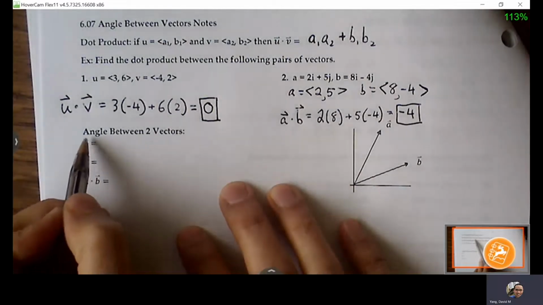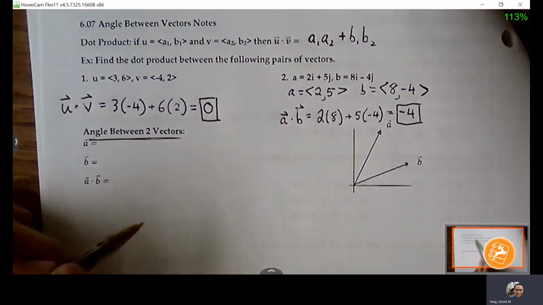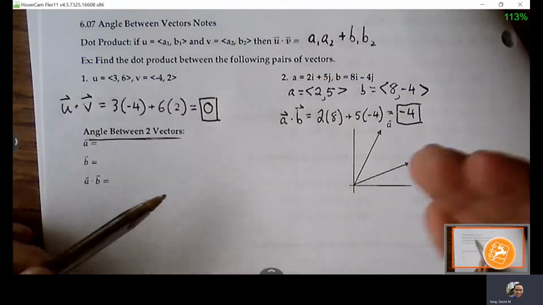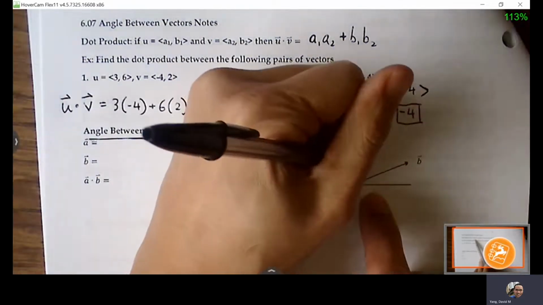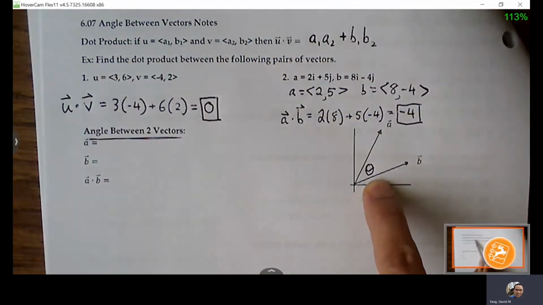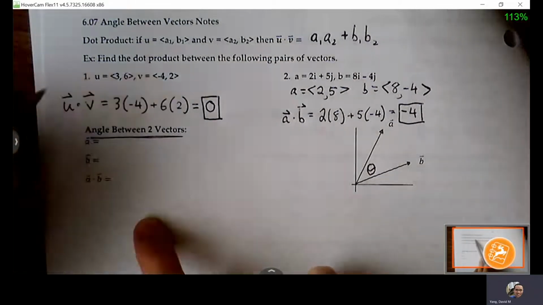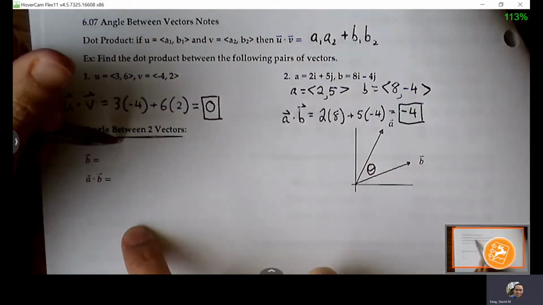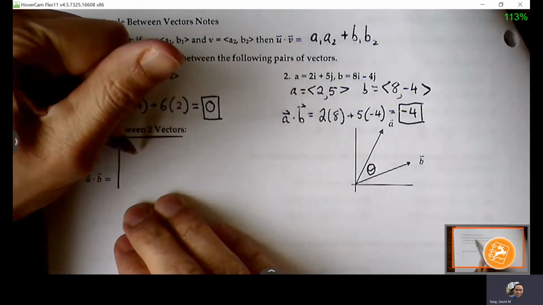Angle between vectors. There's a whole proof behind this, but I'm just going to share the formula, and then we're just going to practice using the formula. Okay. So the angle between vectors. So let's say you want to find that angle between those two vectors. Okay. And the way you go about doing this, don't worry about vector A and vector B. We're just going to jump directly to the formula here.